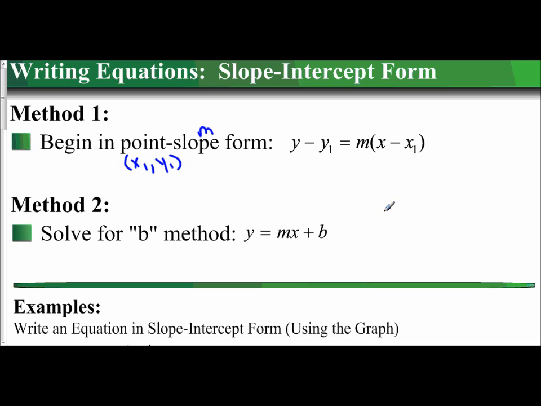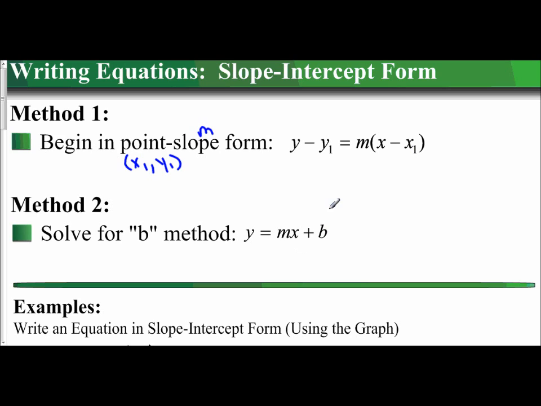The second method is to actually use slope-intercept form, because if we're given a point, we have an x and a y, and we're given a slope. In slope-intercept form, there are four variables: y, m, x, and b. If we have a point, we have an x, y, and we have a slope, we have our m. We can actually solve the equation for b and then write the equation in slope-intercept form. So there's two methods for it.